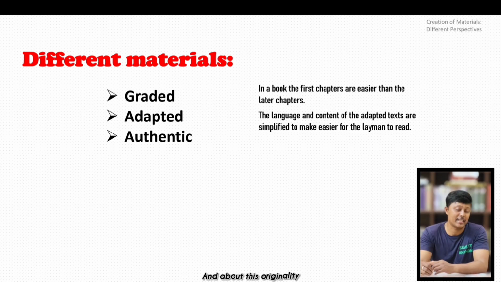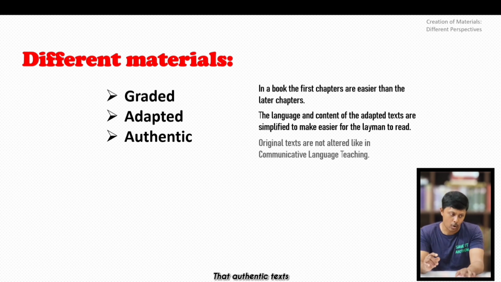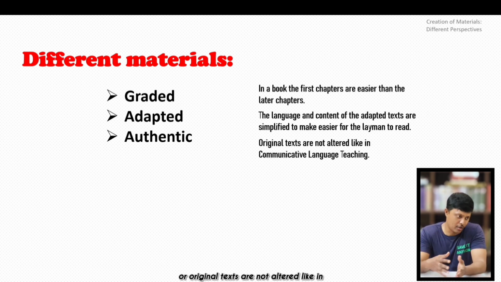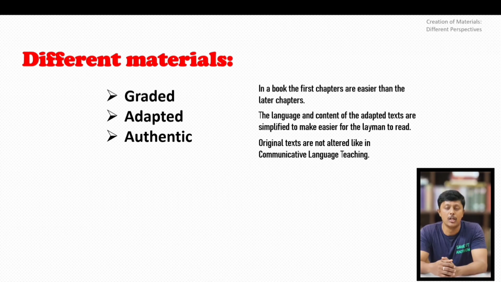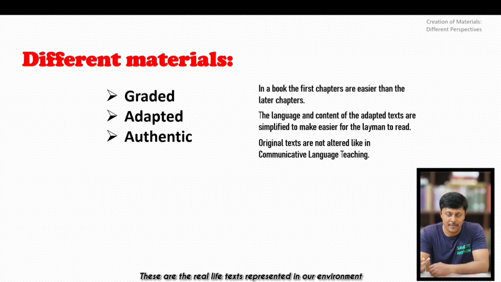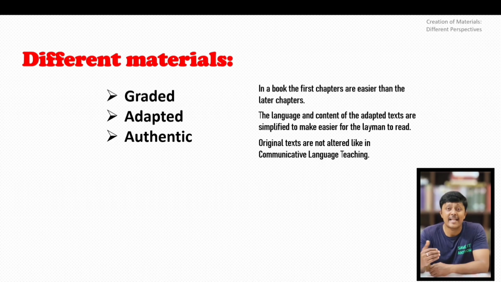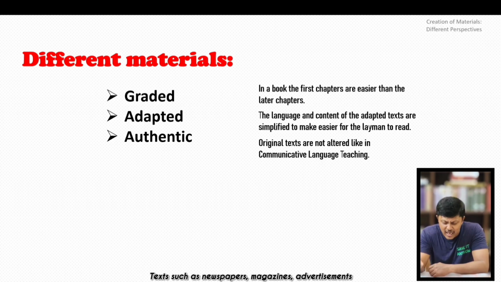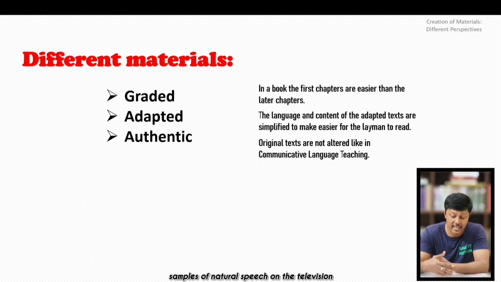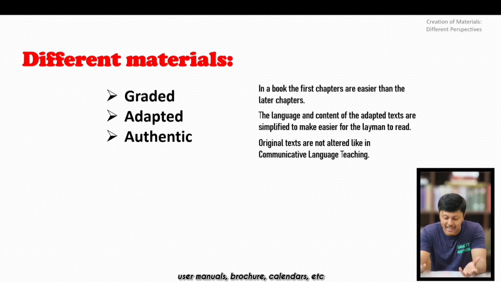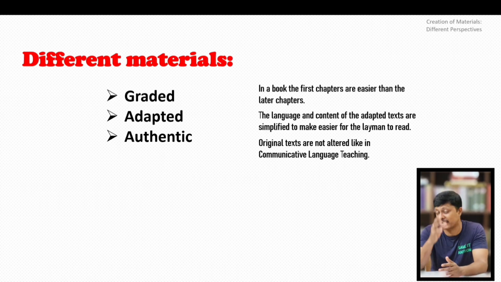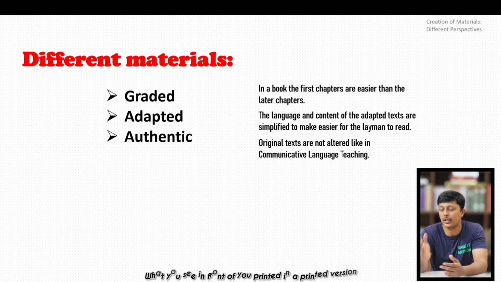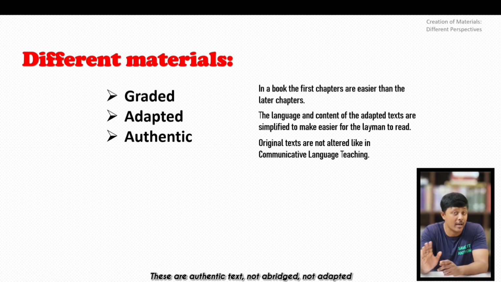And about this originality, the next point is authentic. Authentic texts or original texts are not altered, like in communicative language teaching. So original text means original text. They are not altered. These are the real life texts represented in our environment. Texts such as newspapers, magazines, advertisements, samples of natural speech on television, restaurant menus, photos, user manuals, brochures, calendars, etc. are some examples of authentic texts. These are real, these are authentic. What you see in front of you in printed version, these are authentic texts, not abridged nor adapted.